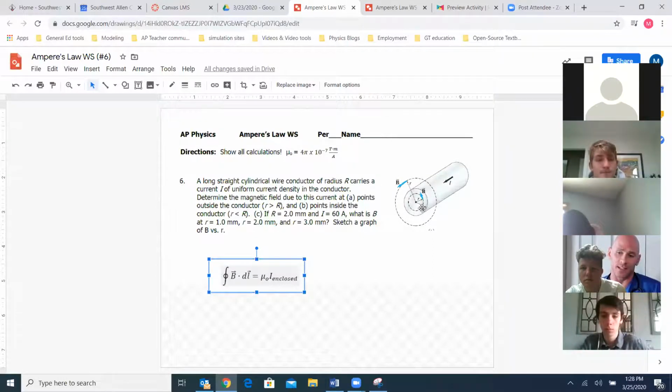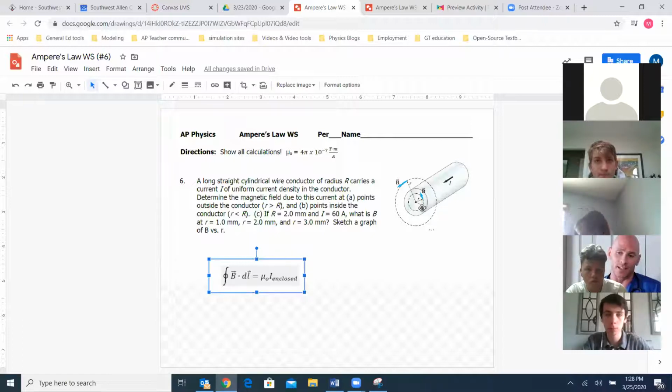And we also want to know the magnetic field inside the wire. Well, in order to figure out the magnetic field inside the wire, that's the harder part. You have to realize that not all the flow goes through the Amperian loop. And so in order to figure out the amount of flow that goes through the loop, you're going to have to do a proportionality using the area of the loop compared to the area of the wire itself. So that's kind of your hint for that one.